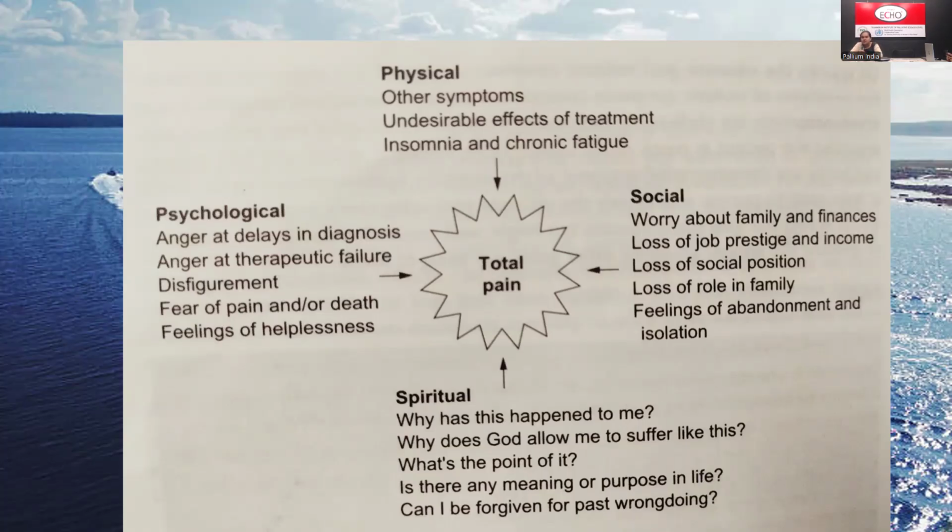And social, what are the social factors? Suppose a patient is having severe pain and they have to take the treatment, they may not be able to do their work. So they may not be able to provide for the family. Suppose the breadwinner of the family is affected, and there is a high chance for him to feel a loss of role in the family because he is not providing now. So whether the family will hear him, or loss of social position, loss of job, prestige, and income, worry about family and finances.